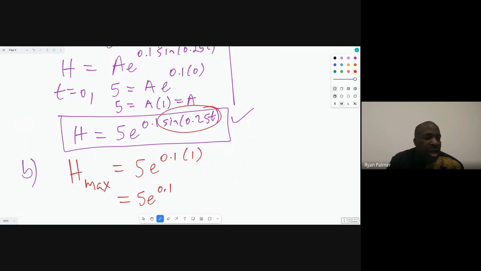You can leave that as is, or you can type that into your calculator, 5 times e to the 0.1, which is going to be 5.53 meters. Do include the units for length when you're given questions about height or depth or length or width. All right, so this concludes this example for differential equations.